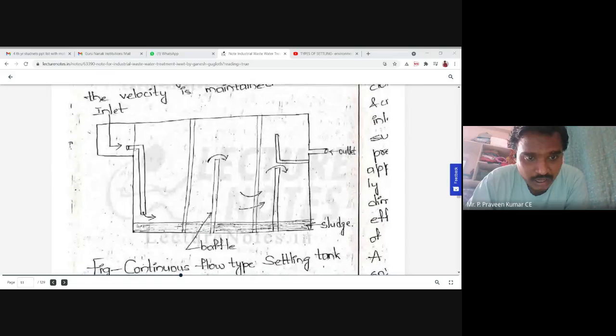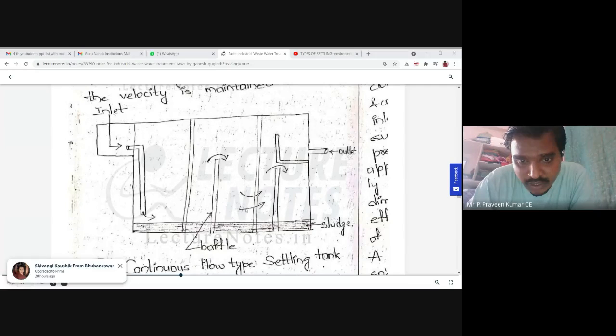Here the water will come in, and some vertical baffles will be there. Why? If water is directly fed into this tank, the velocity will be very high. So to reduce the velocity, these baffles, these vertical partition walls, are useful. After the water hits the baffle, the velocity of flow decreases, and then the particles settle slowly. Some settle here, some settle after moving to the next compartment.